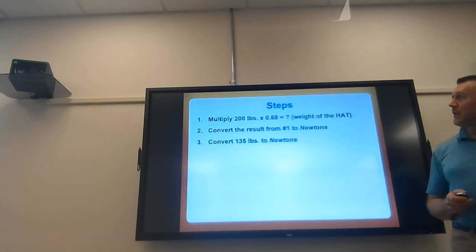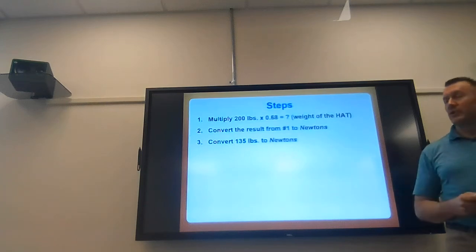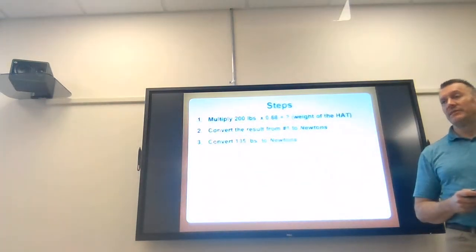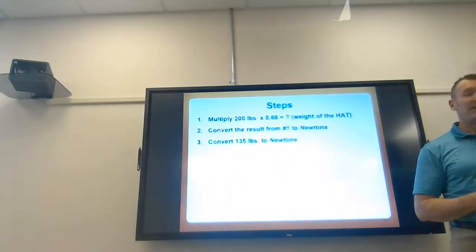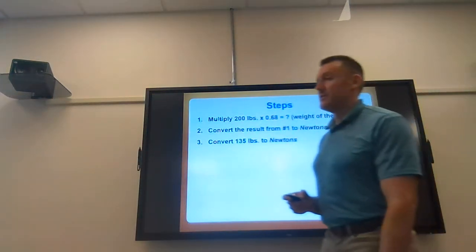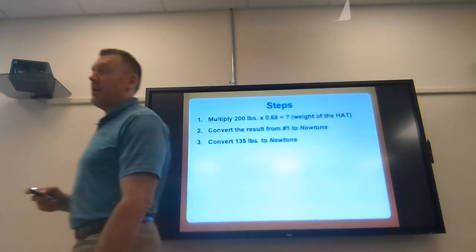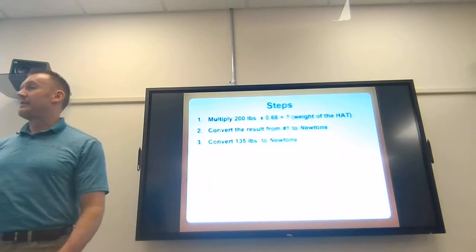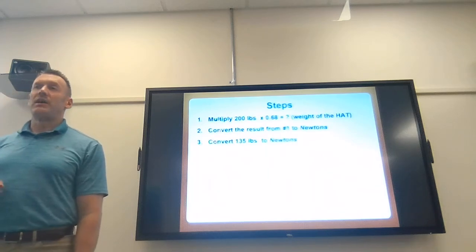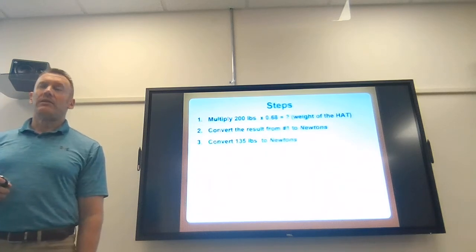All right, so let's convert 135 pounds to newtons. That's the weight of the barbell on the shoulders. So 135 divided by 2.2 will give you the mass, multiplied by 9.81.